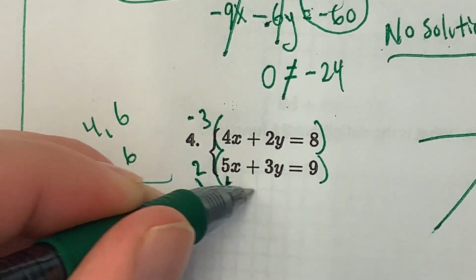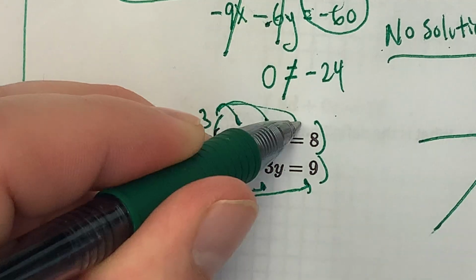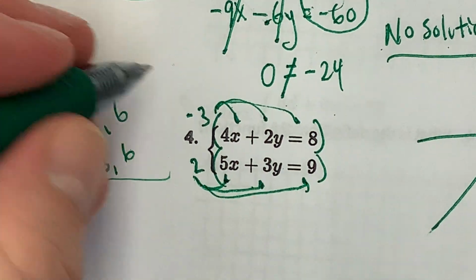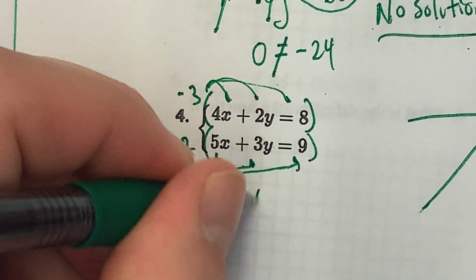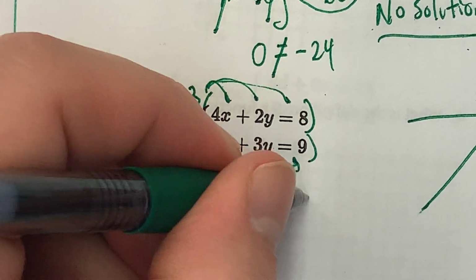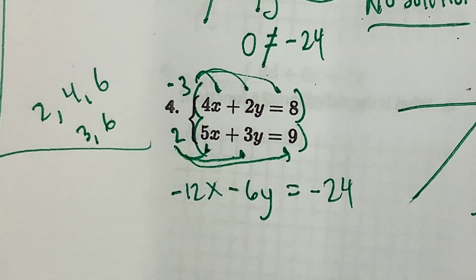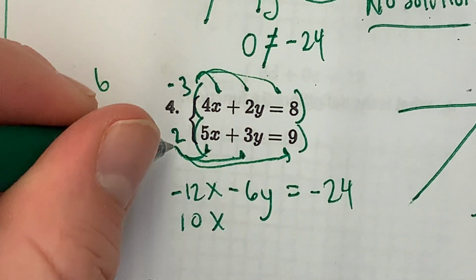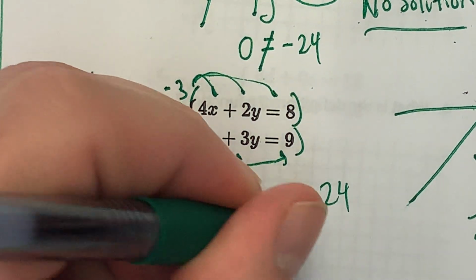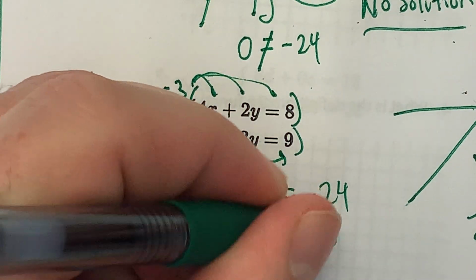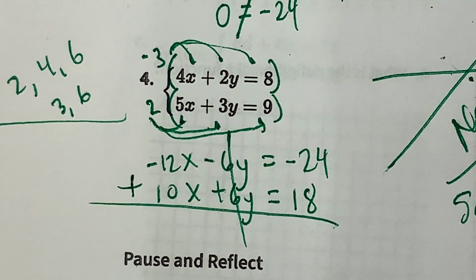Okay, so the same process happens. Multiply, multiply, multiply. All right, so negative 3 times 4x is negative 12x, and negative 3 times 2y is negative 6y, and negative 3 times 8 is negative 24. That's the new top. The bottom is 10x plus 6y equals 18. And now I draw a line, I add, and you'll see that the y's cancel.